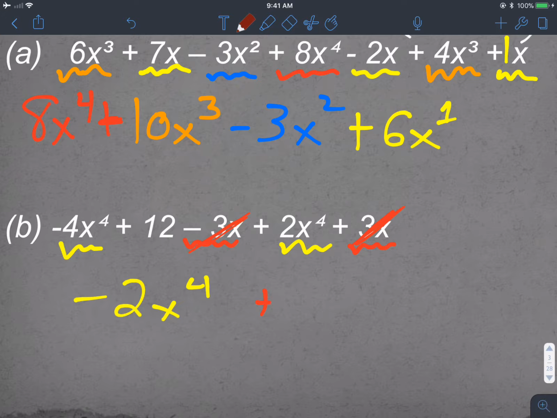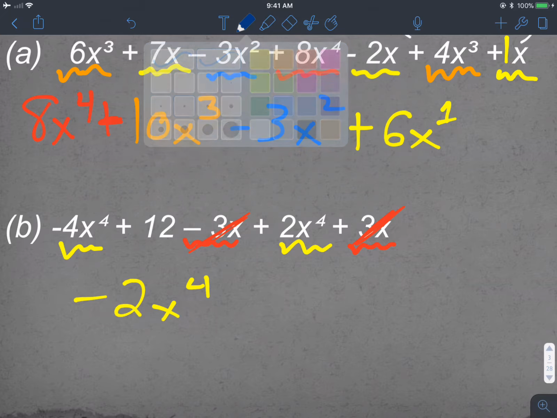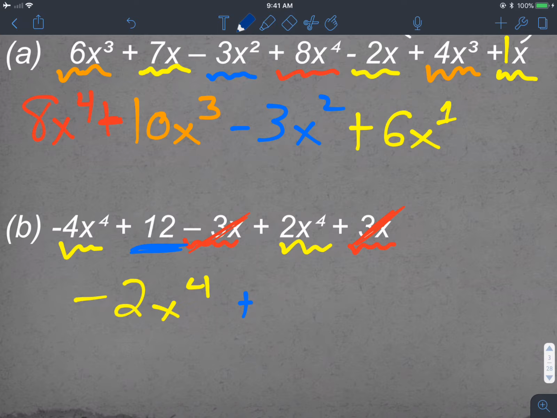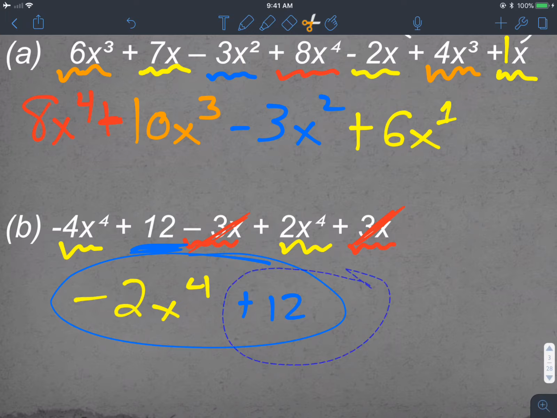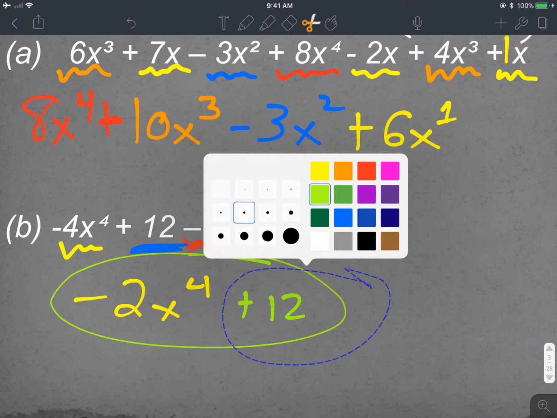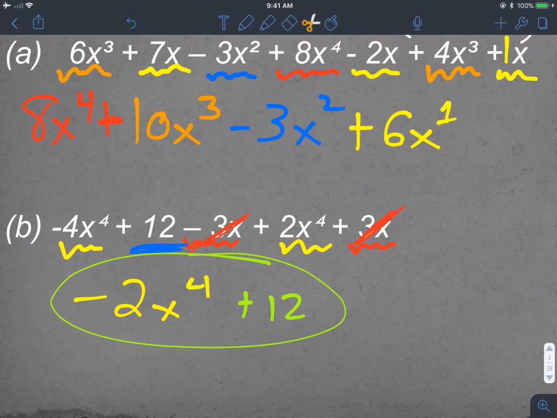Do not write 0x. It's like the no smoking sign, okay? Don't do that. Because 0 times anything is just 0. It's just going to drop out. And then nothing goes with the 12, so plus 12. Bananas and limes. Hopefully you came up with that.